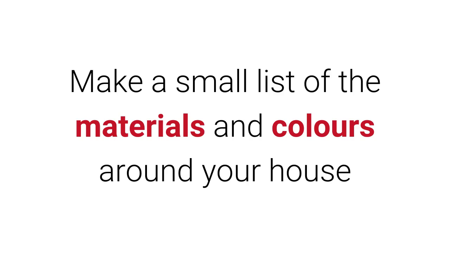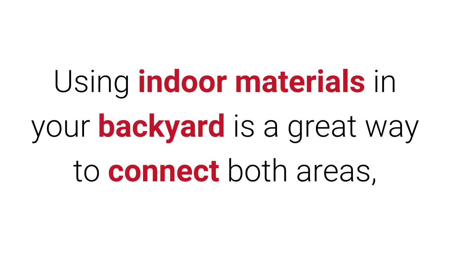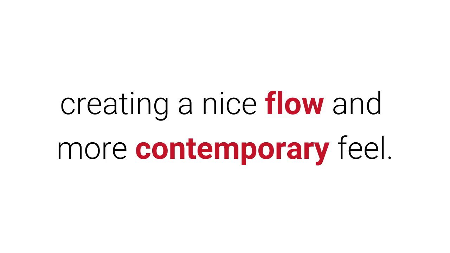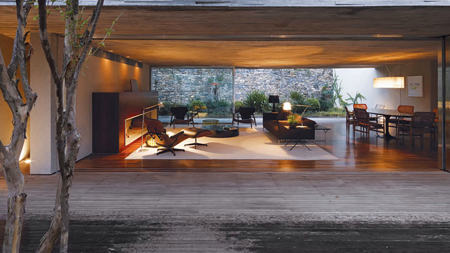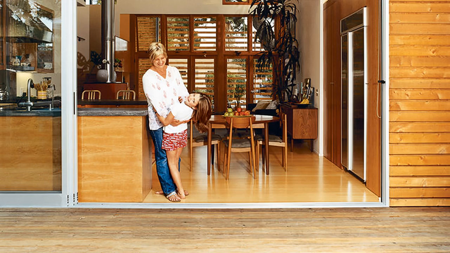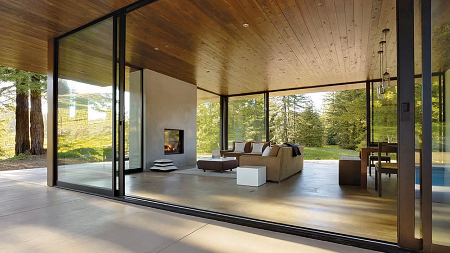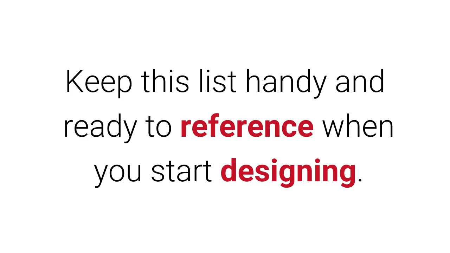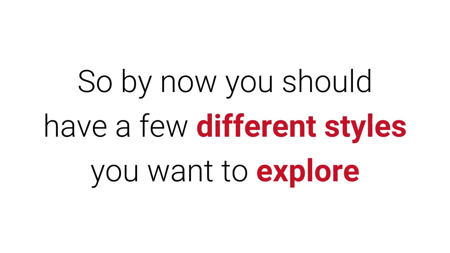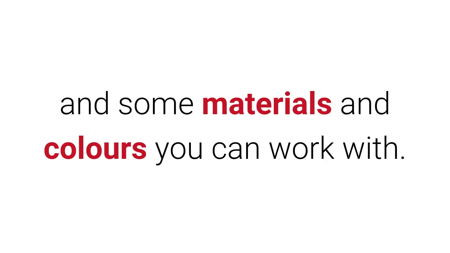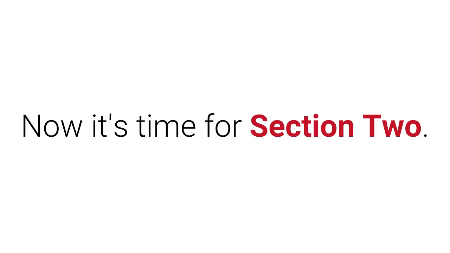Make a small list of the materials and colours around your house from both outside and inside. Using indoor materials in your backyard is a great way to connect both areas, creating a nice flow and more contemporary feel. As you can see in a few examples here. The easiest way is to continue your floor and/or ceiling material outside. Once you have it, keep this list handy and ready to reference when you start designing. So by now, you should have a few different styles you want to explore and some materials and colours you can work with. And now it's time for section 2.